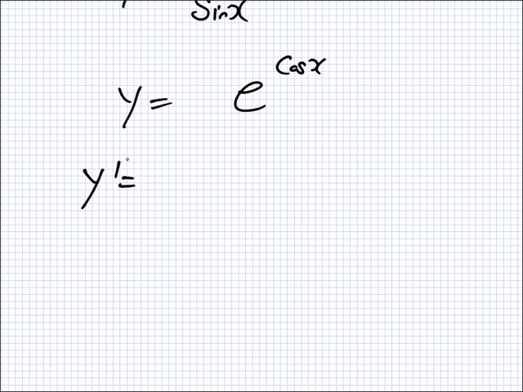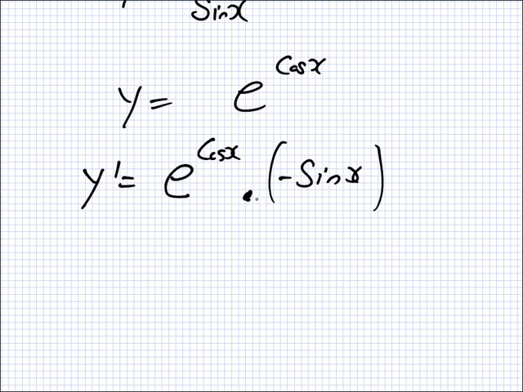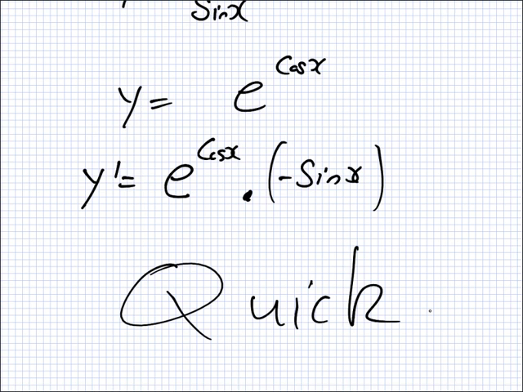Inside or outside? Outside. So what's the derivative of the outside here? The outside is e. So e to the cos x times derivative of the inside. Minus sine. Oh, okay, it's like multiplying each other. It's like multiplying, yeah. This is the quick way to do it. That's fine for the exam.